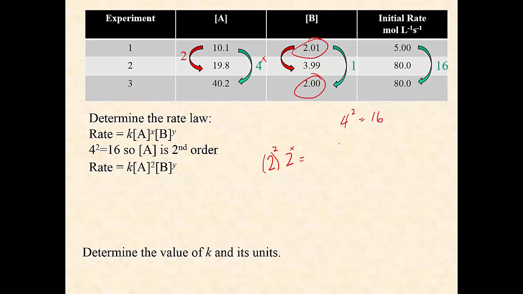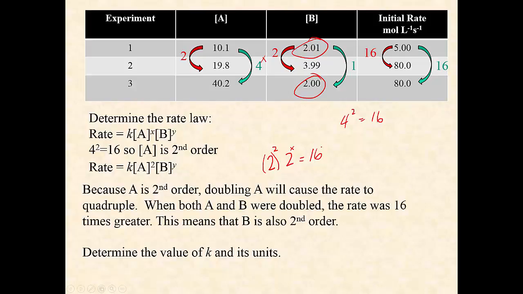And then, okay, what did my rate do then? My rate increased by a factor of 16. So you need to figure out, okay, what's the missing exponent? Well, this is 4. So 4 times 4 is how I'm going to get my 16. That's telling me then that B is also second order. So the rate law then would be K, A to the second, B to the second.